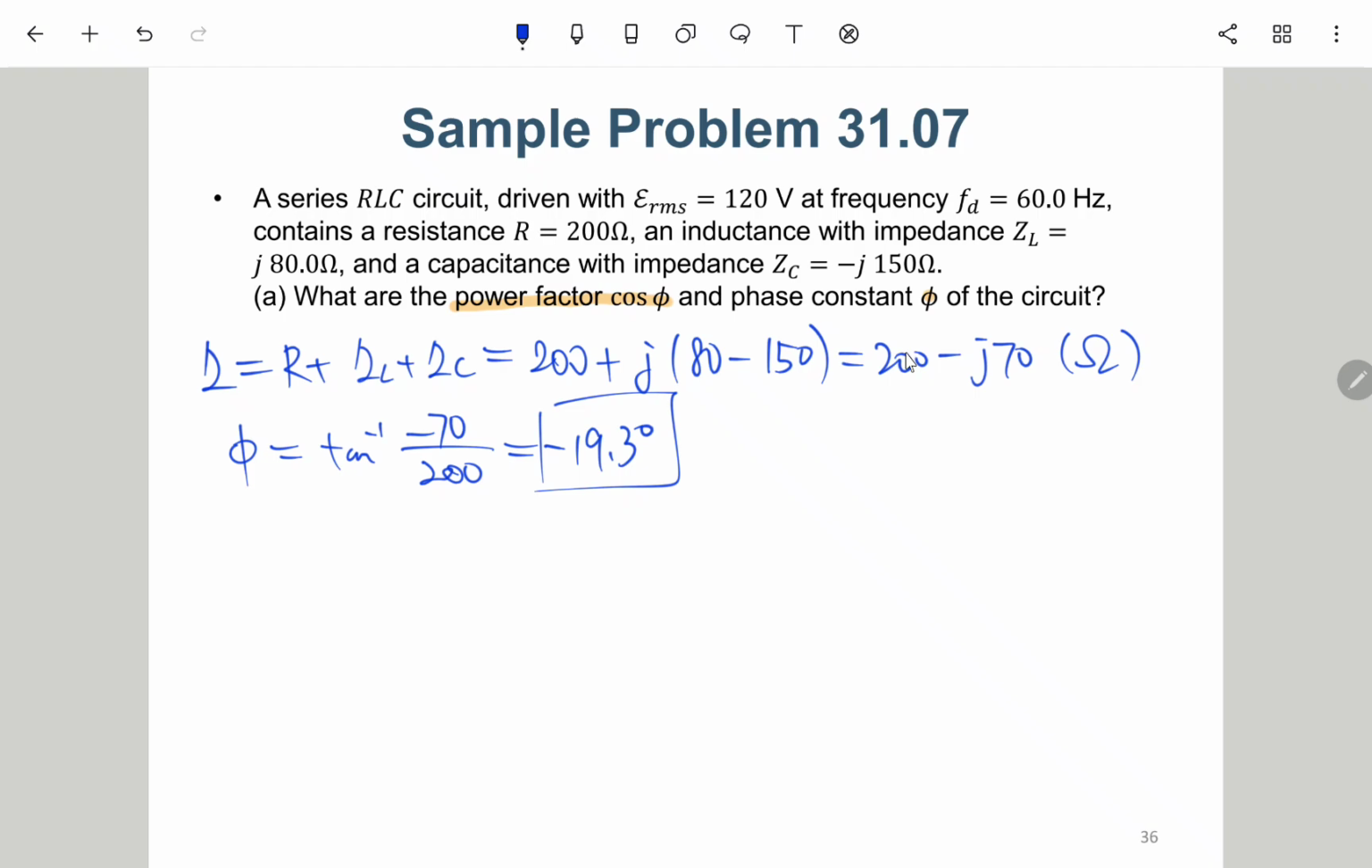Okay, the real part is positive. The imaginary part is negative. So this is in the fourth quadrant. So phi is negative 19.3 degrees.